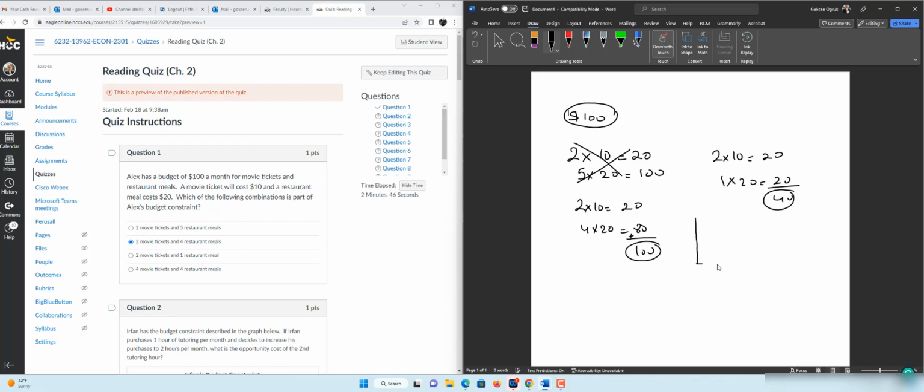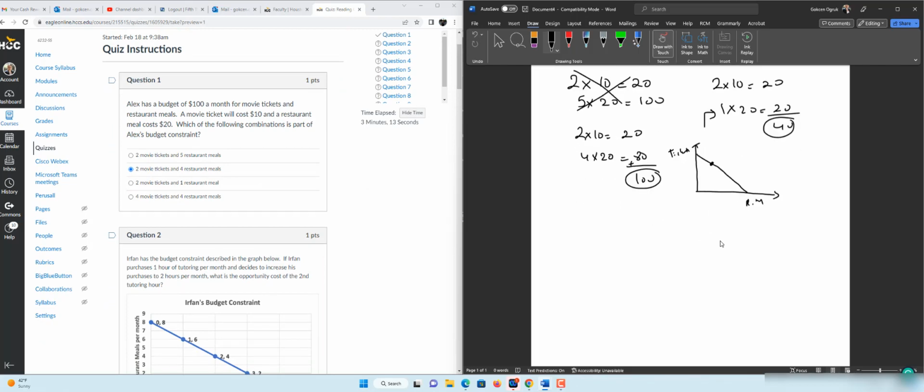If you remember, if something is on the budget constraint, this is the budget constraint. If you read the chapter well, here is the movie tickets, and here is the restaurant meals. If you're on the budget constraint, you spend all of your income. Here in this case, you're not spending all of your income. You have an extra amount of money left. For that reason, the right answer is 2 movie tickets and 4 restaurant meals.